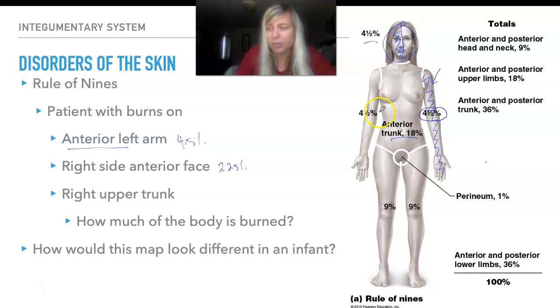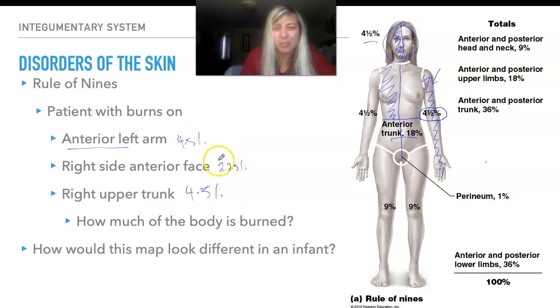So if we were going to split her trunk into half, and then in half again, we have 4 areas. The right upper, this area of the body. So the whole trunk is 18%, so half would be 9, and then half of that again would be about 4.5%.